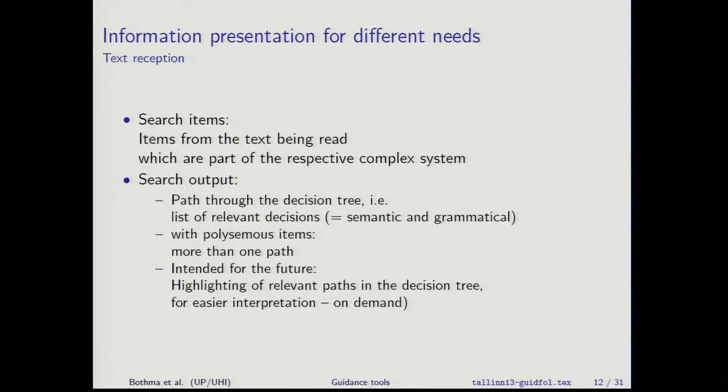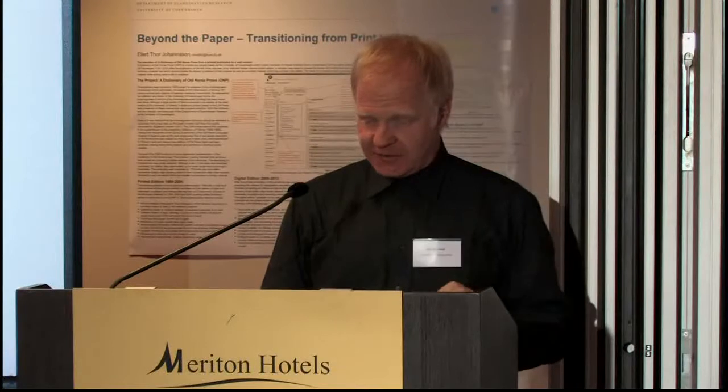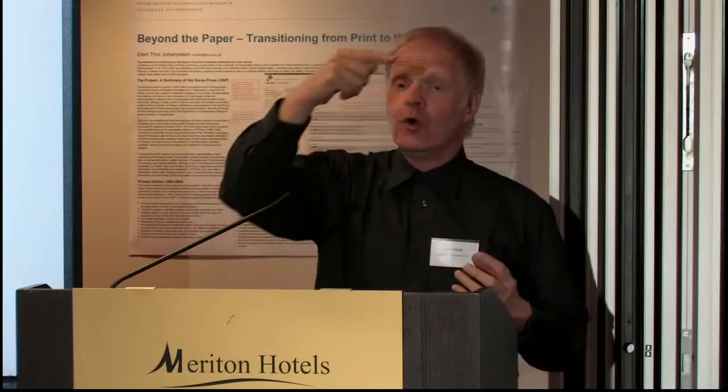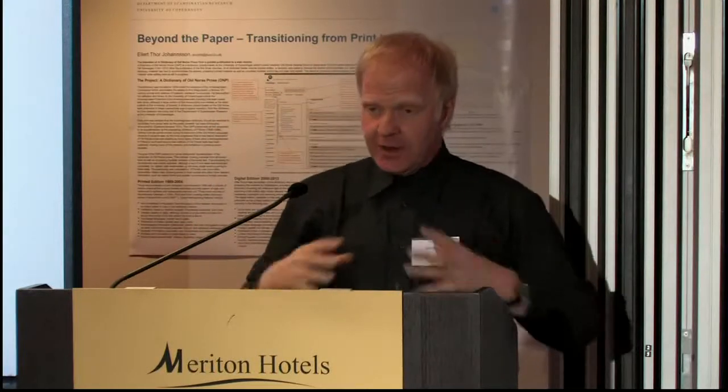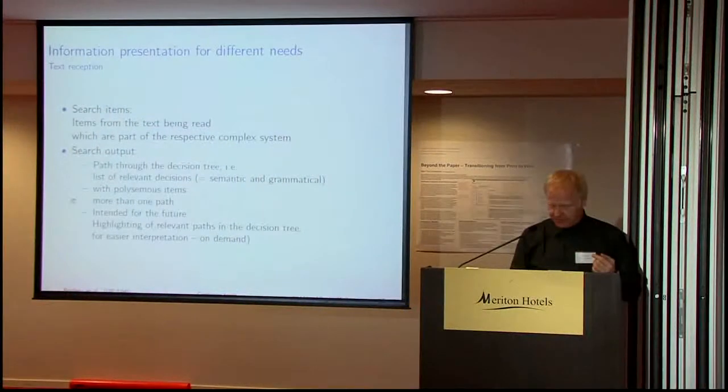So this was for text production. For text reception, we think that the same structure can be used, but in that case, the idea is to highlight items in a text which you are reading and to get the path through this lexicalization system, so to say, which has led to the respective phenomenon. And with polysemous items, obviously, you would get more paths as different analyses, if you like, are available.